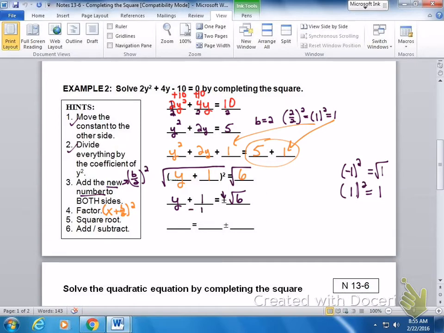Now all I have to do is solve for y by subtracting 1, and I get y equals negative 1 plus or minus the square root of 6. You could also write that plus or minus the square root of 6 minus 1. Either way, it doesn't matter. Now, since we got something that wasn't a perfect square and it would give us a decimal, we're just going to leave the answer that way. It's a lot of steps, guys, but if you do it a few times, this is the easiest way to factor. So let's practice a few more on the next page.